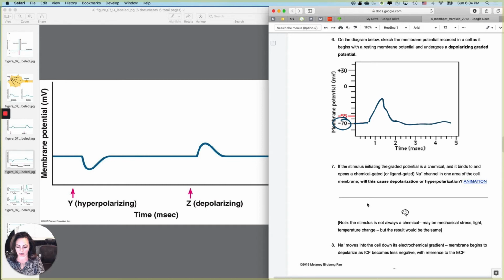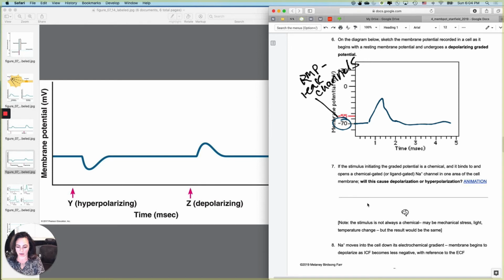Okay? Depolarizing graded potential. I'm going to ask you the same questions that I asked you before. And that is, how did I get to minus 70? What kinds of channels were involved in getting to minus 70? Minus 70 was because of what kind of channels? Was it gated channels? No, gated channels change from resting membrane potential. How did I get to resting membrane potential? Resting membrane potential is because of leak channels.